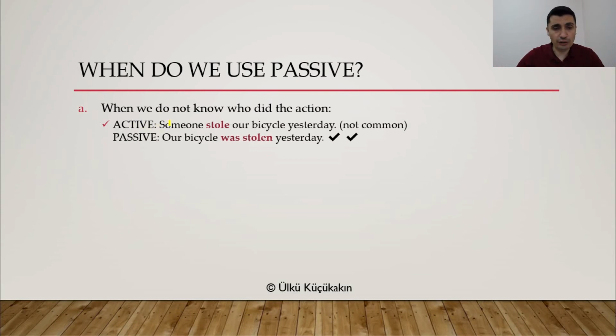Someone stole our bicycle yesterday. So someone, but we don't know who. This sentence is not incorrect, but it's not common, it's not natural. We don't use it like this. But what is important is our bicycle. Our bicycle is gone. It was stolen, all right? So our bicycle was stolen yesterday. We don't know who stole our bicycle, all right?